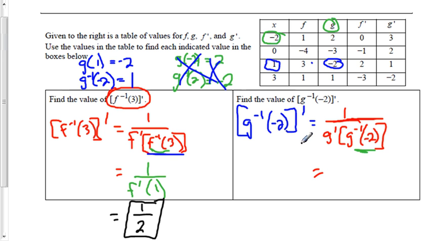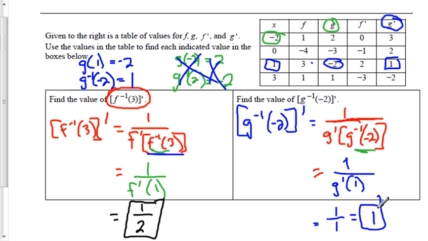So we don't want that one. So this is now going to be 1 all over g prime of 1, okay, because inverse g of -2 is equal to 1, because when g of 1 equals -2, and now I come over here and say, hey, when x is 1, what's the derivative of g? That's going to just be 1 over 1, which is 1, okay? And that's what we're looking for. All right, that'll be part 2.